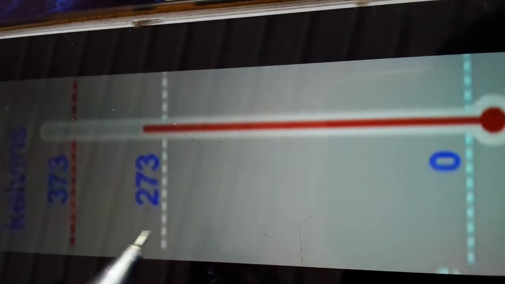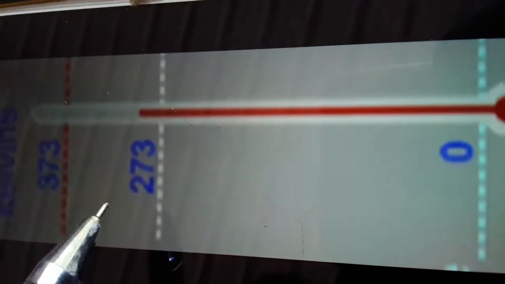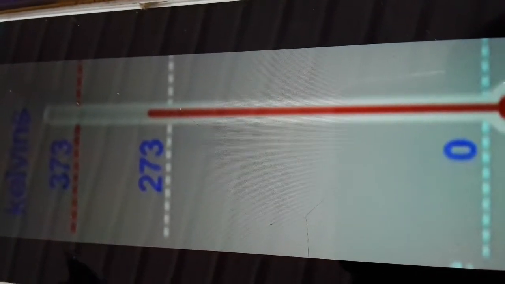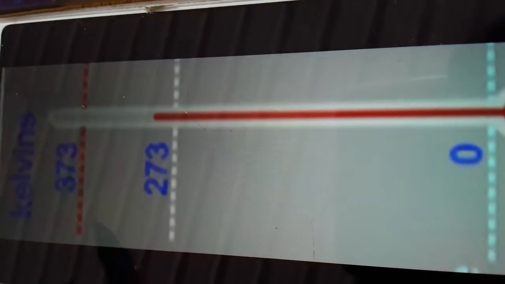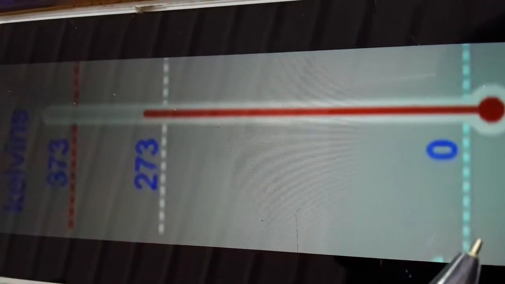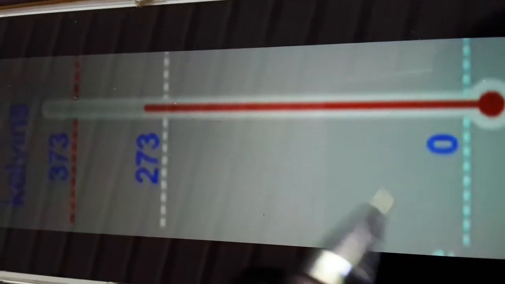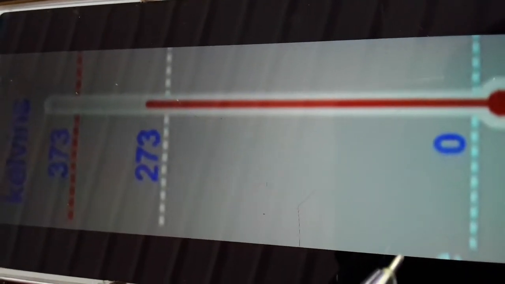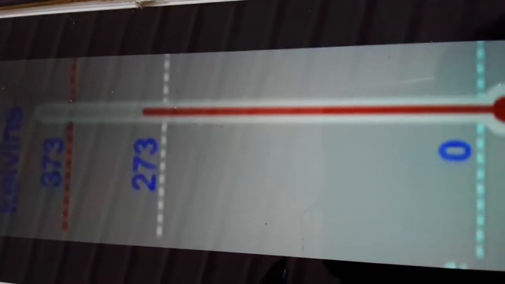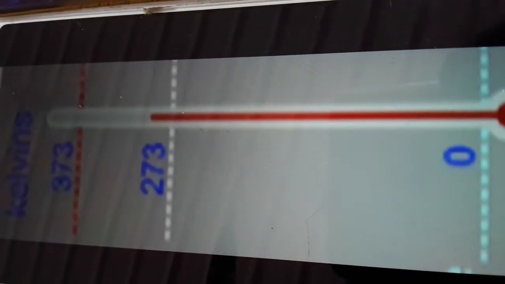For the Kelvin scale they are given 0 to 273. The Kelvin scale is also known as the absolute scale. Celsius scale is centigrade, Kelvin scale is also known as absolute scale. Here 0 Kelvin is there, no? 0 Kelvin represents absolute zero. The temperature at which the molecules of a substance have their lowest possible energy.